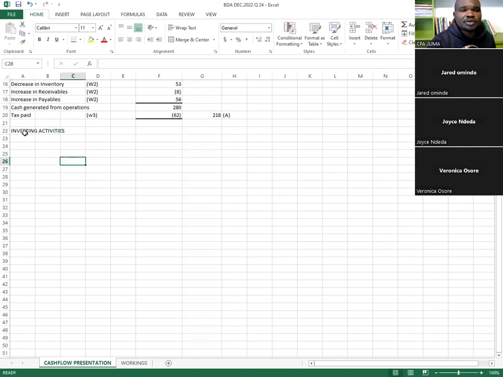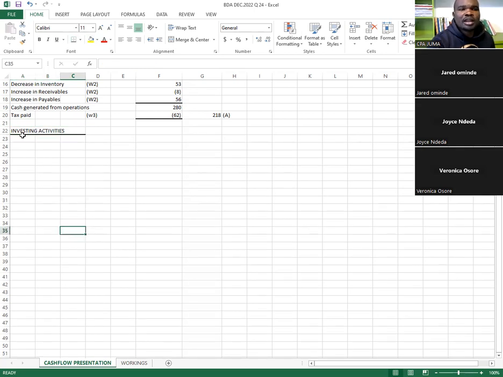So investing activities. When you want to work out investing in cash flow, you go to non-current assets. Let's go to non-current assets. What are you checking? You check whether there was acquisition. You check whether there was disposal. Was there acquisition? Was there disposal? If yes, how much did you receive? How much did you pay? So go to the first non-current asset, PPE, property, plant, and equipment.